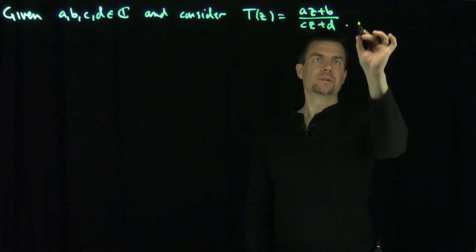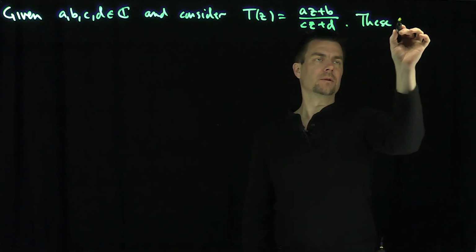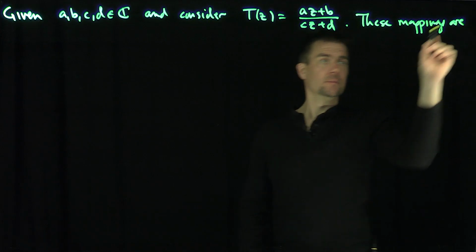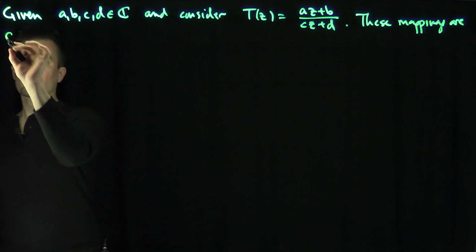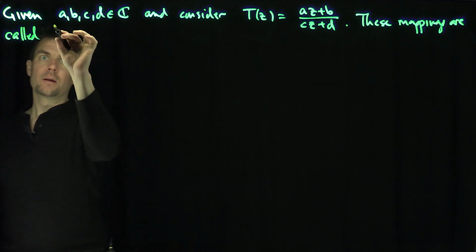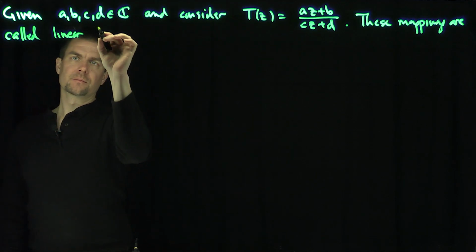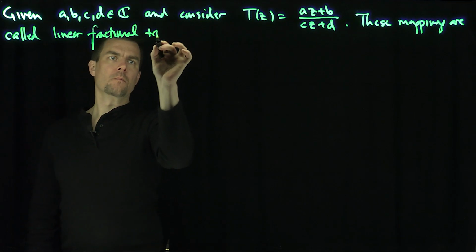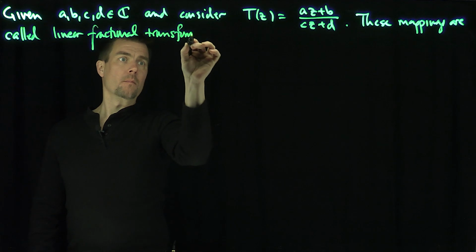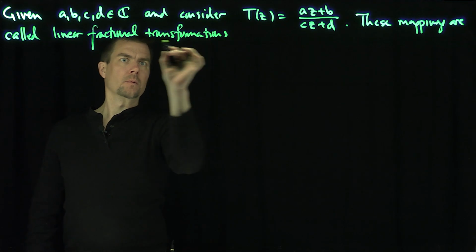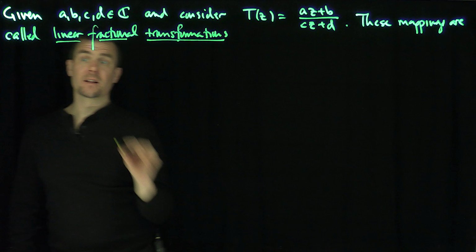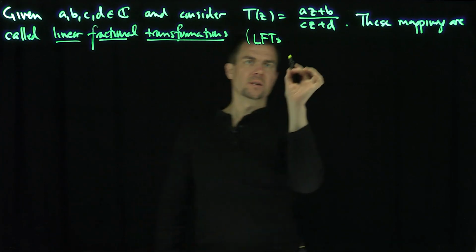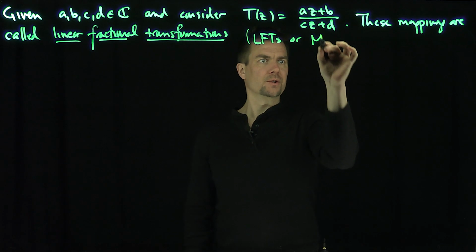These transformations, these mappings, are called linear fractional transformations, or LFTs for short. And sometimes in other books, in older books, they're called Mobius transformations.